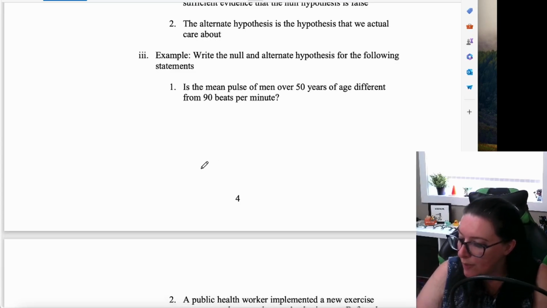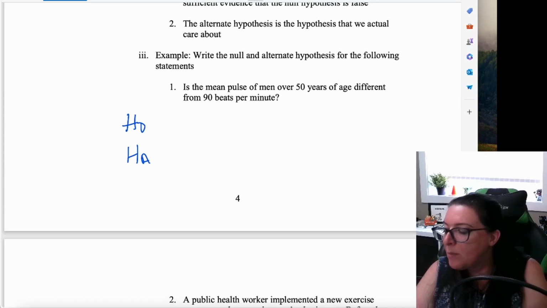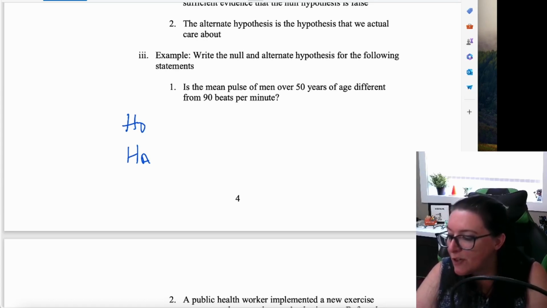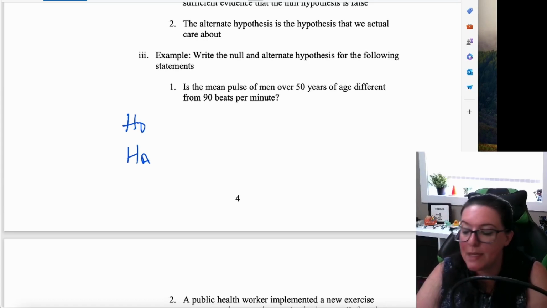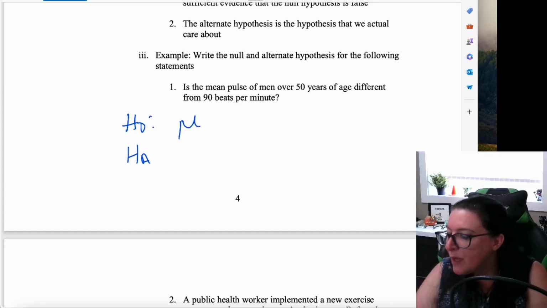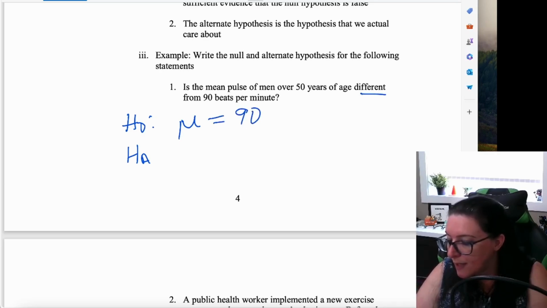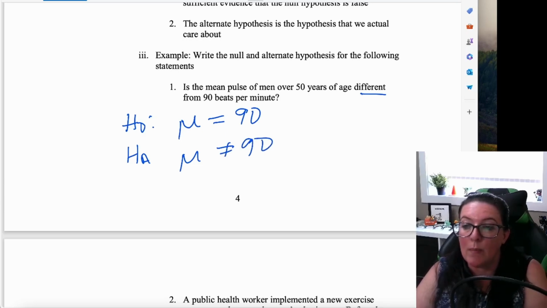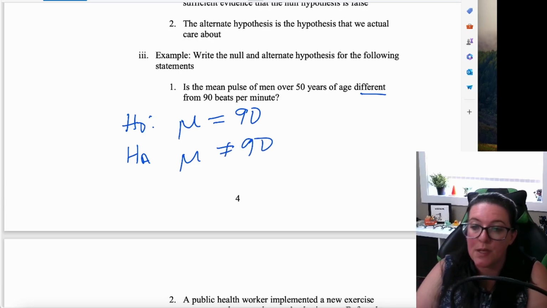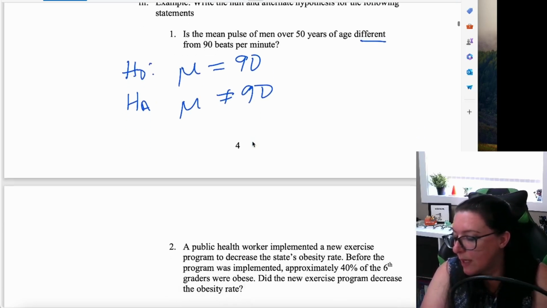So what would be the null and alternative in this example? Is the mean pulse of men over 50 years of age different from 90 beats per minute? Our population parameter is mu, and what we care about is that it's different. So the null hypothesis is equal to 90, and the alternative is not equal to 90. Remember, alternative is the one we care about. The null always includes the equal.